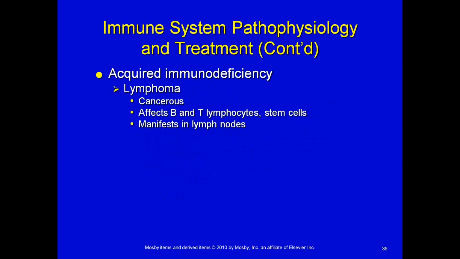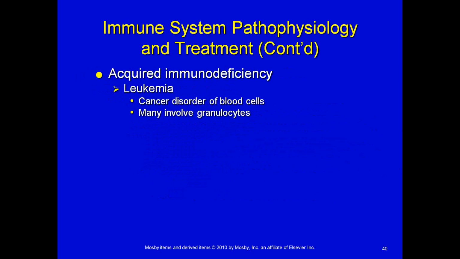Lymphoma is cancerous. It affects the B and T lymphocytes and stem cells, and lymphoma manifests itself in the lymph nodes. You get the lymphedema as a result of lymphomas, and of course by affecting the B and T lymphocytes, you don't have the lymph cells necessary to attack and fight viruses and bacteria that get into the blood.